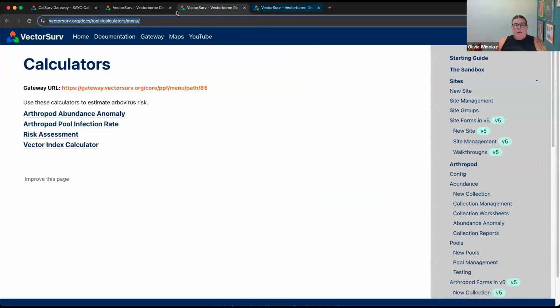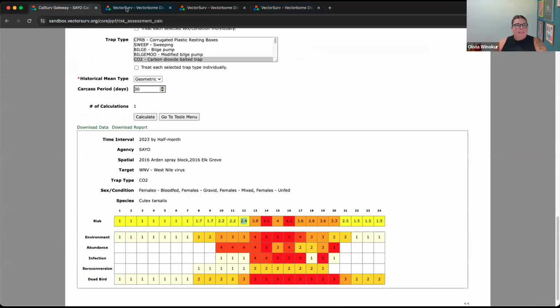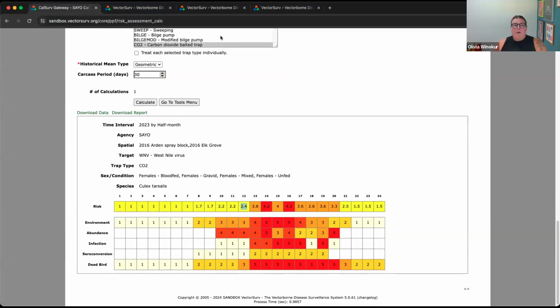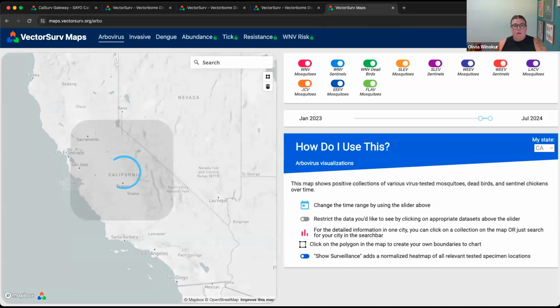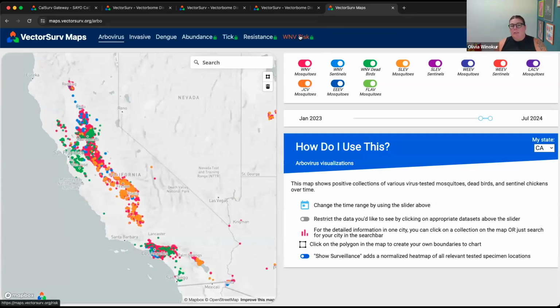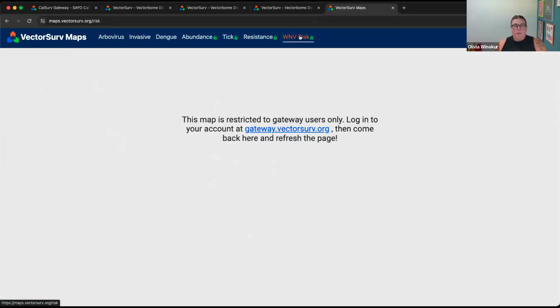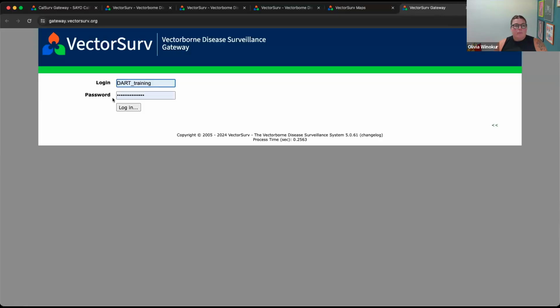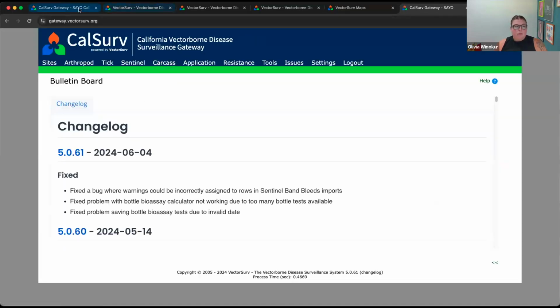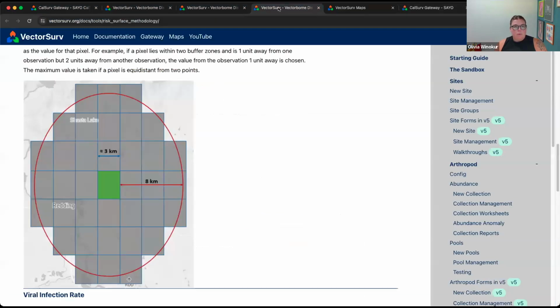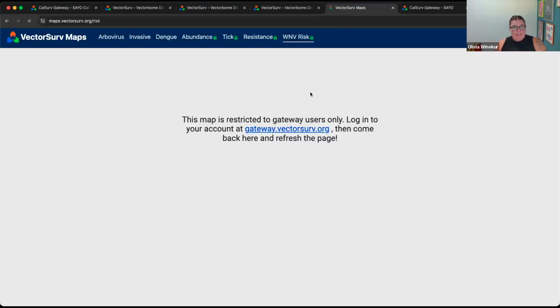The risk calculator also has a corresponding map. I'm going to show you that briefly on maps.vectorserve.org. You have to be logged into your gateway to be able to see this. Too many things open. There we are.